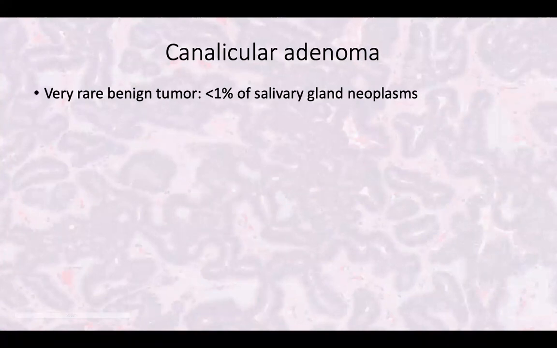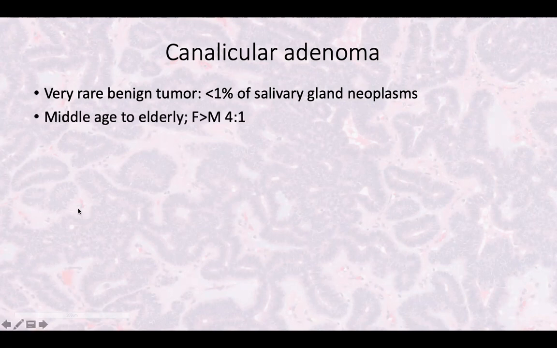So this is very rare, less than 1% of all salivary gland neoplasms. We only have a handful of these in our files, and every institution you go to will only have a handful. When I was at Penn, I looked through about 10 years' worth, and I came up with 2 or 3 canalicular adenomas in about 10 years there. It's a pretty active center as well. So these things are very, very rare.